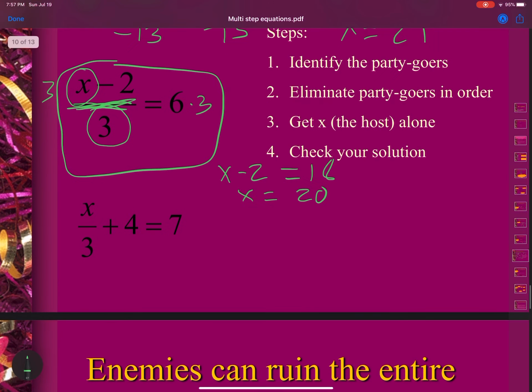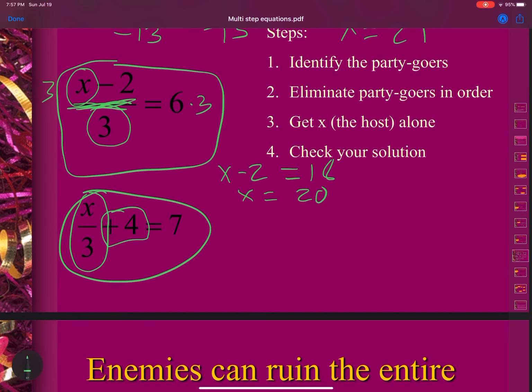In the next step, you have family and friends. So you do the same thing. You start with the friends and subtract 4. Then your next step is getting rid of the family and multiplying by 3.